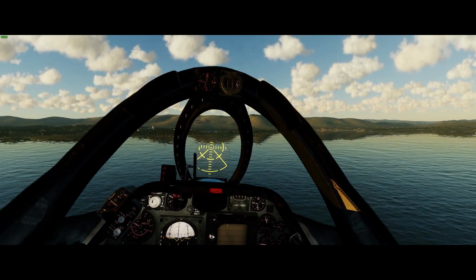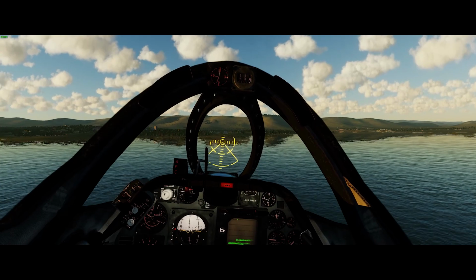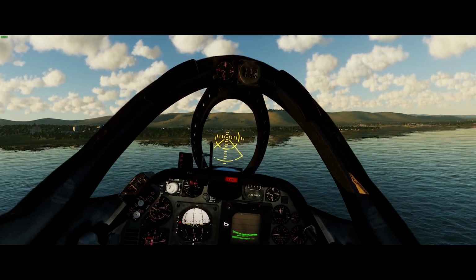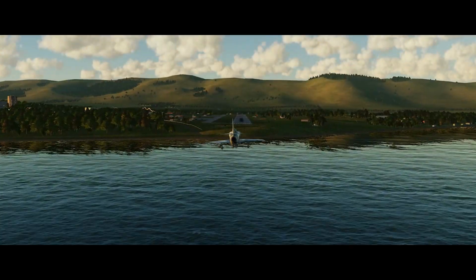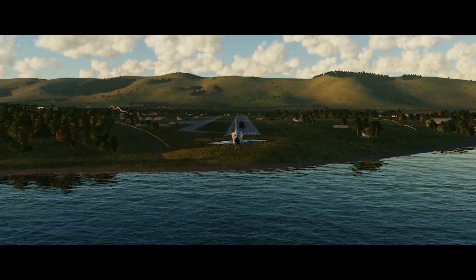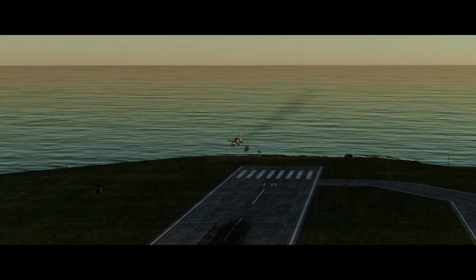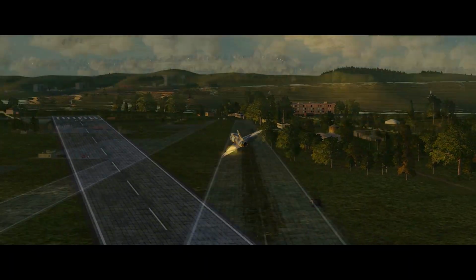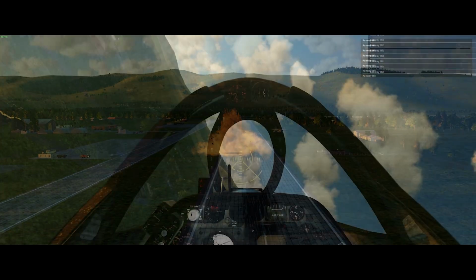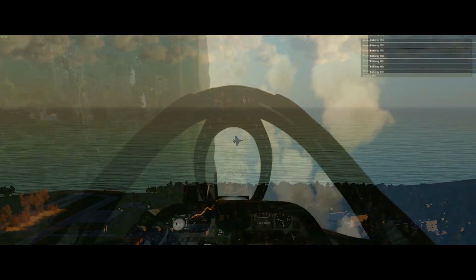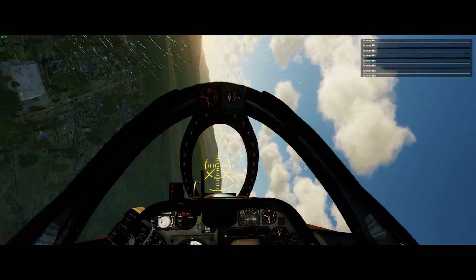There we go. Pull up at around 500 feet, and it's just a matter of waiting until we're over the runway. Here it comes. And pickle. Spreading joy throughout the land. All right, we're off. Stay low, keep jinking, stay away from the flak.